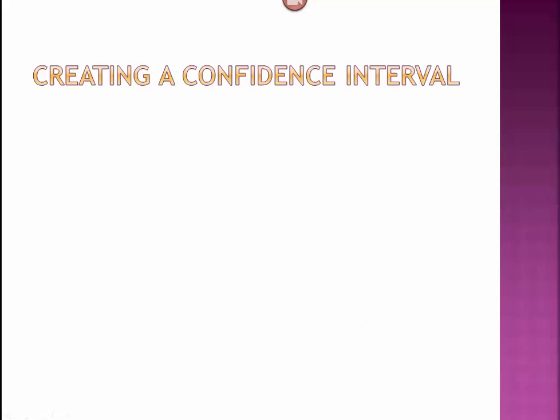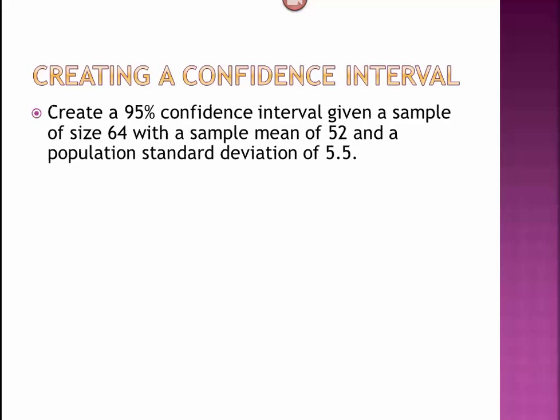So let's look at an example. We're going to create a 95% confidence interval given that a sample of size 64 comes out to have a mean of 52. And also, we know the population standard deviation sigma to be 5.5. Again, this is a little bit unrealistic. However, we're going to operate under these assumptions in this section.